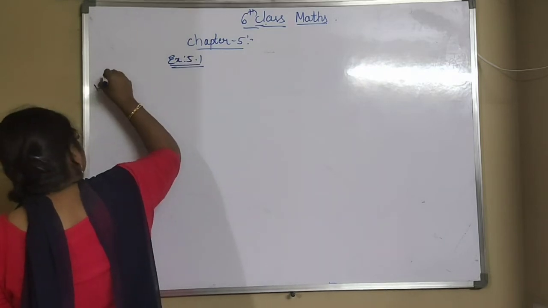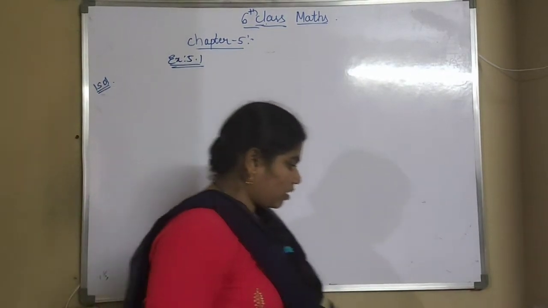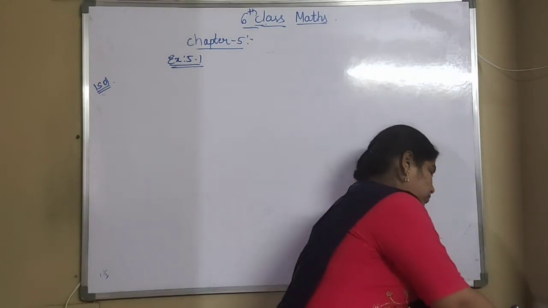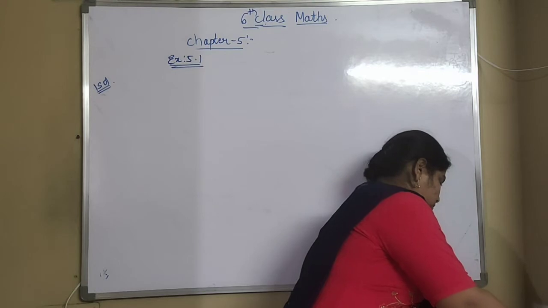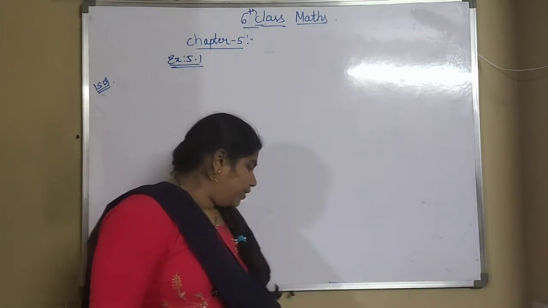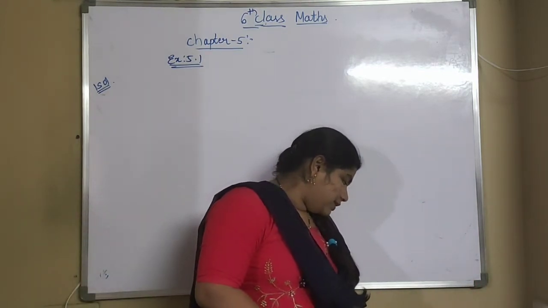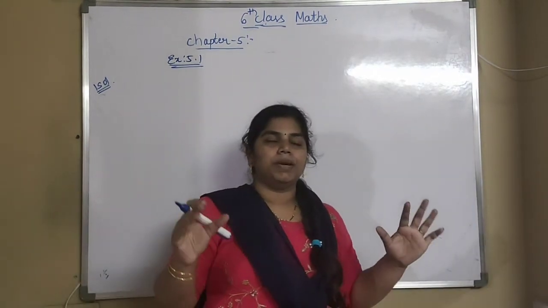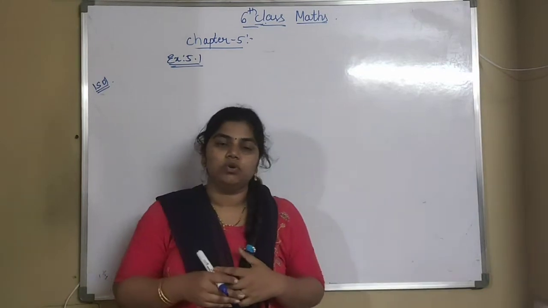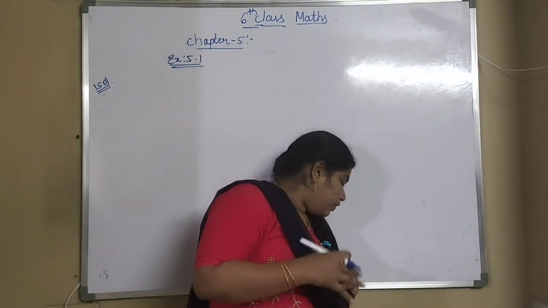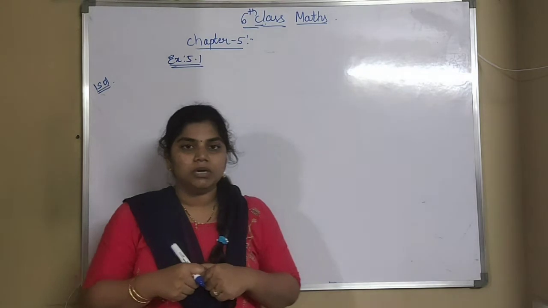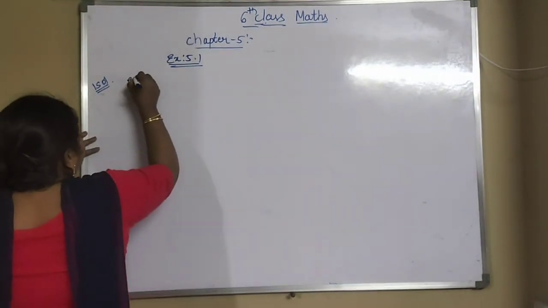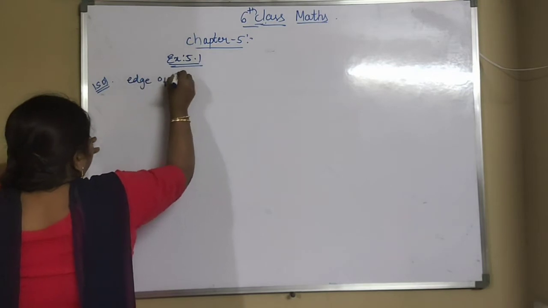So first solution we will see. What is that? Give any 5 examples of a line segment observed in your classroom. By seeing your surroundings in your classroom, you have to give the 5 examples for line segment. So what are the examples we can write? Edge of a board you can write.